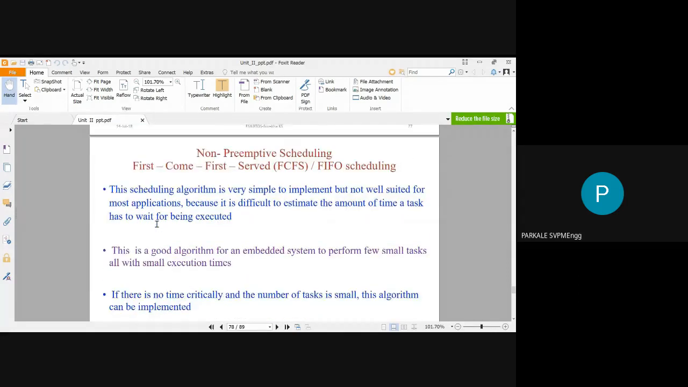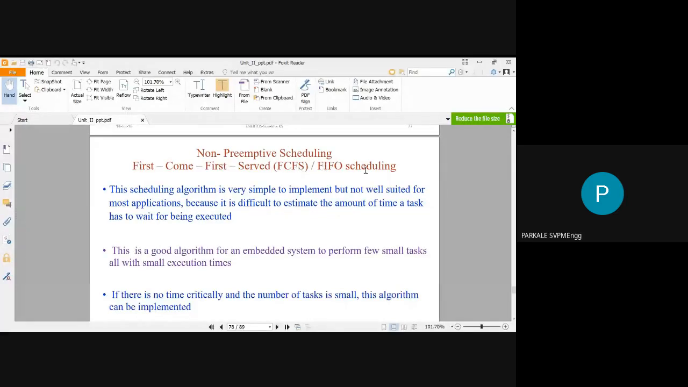Now this is the second type. So first we have the non-preemptive type of scheduling. Second, we have the preemptive type of scheduling. Now the third scheduling algorithm is first come first serve, called FCFS or first in first out scheduling.